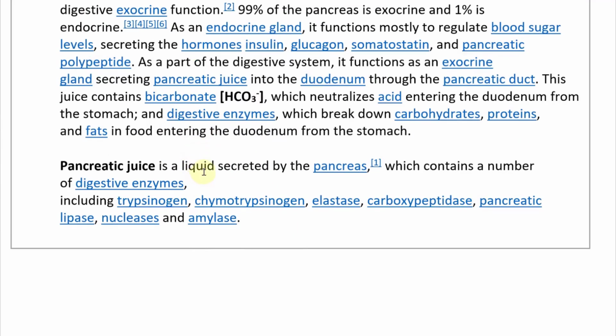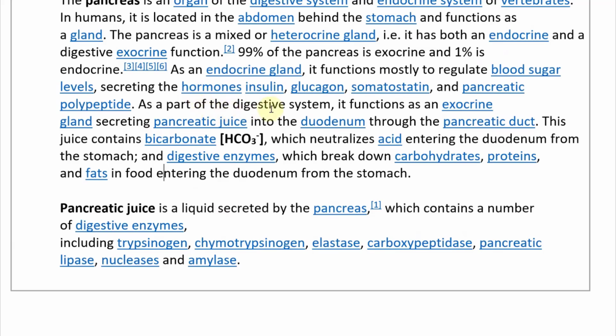So pancreatic juice, and that's this part right here. As part of the digestive system, it functions as an exocrine gland, secreting pancreatic juice into the duodenum through the pancreatic duct.